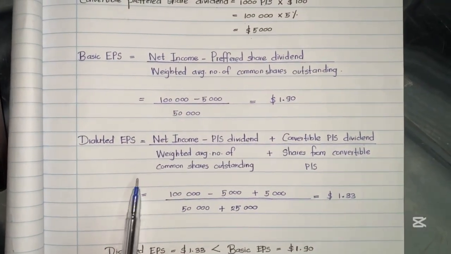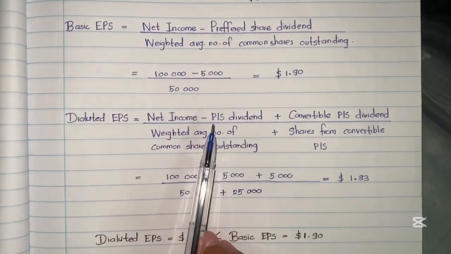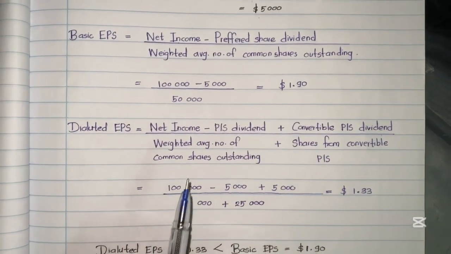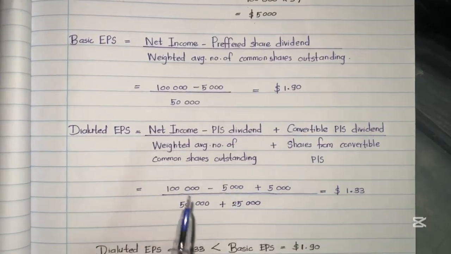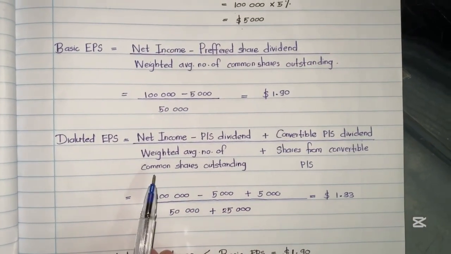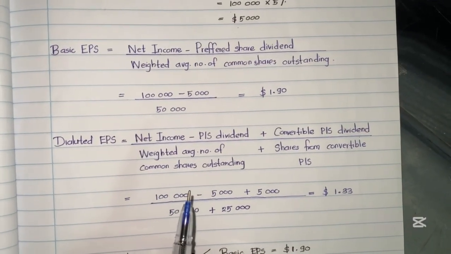Next, for diluted EPS, we assume that the preferred shares are converted into common shares. If they convert, preferred shareholders no longer receive dividends, so the whole net income is available to common shareholders. But the number of common shares increases because of the conversion.